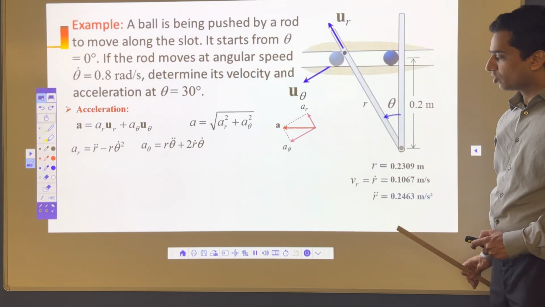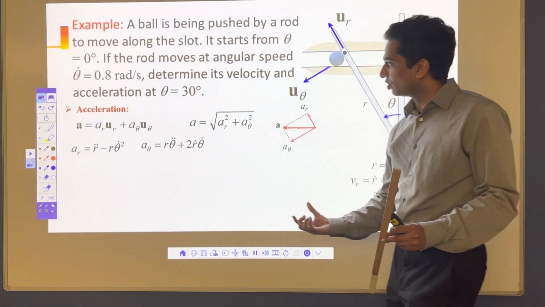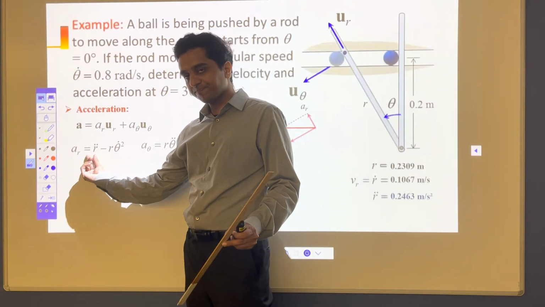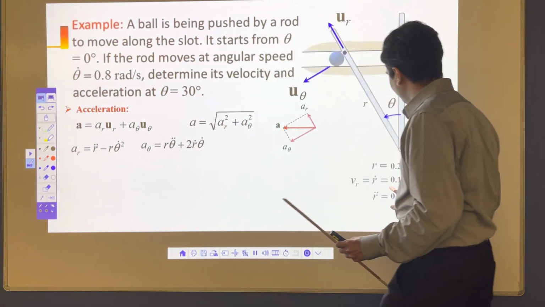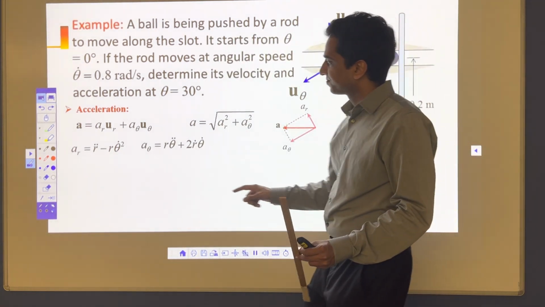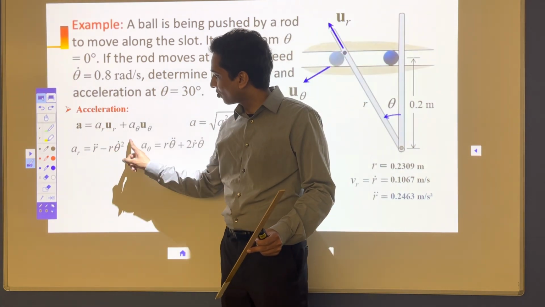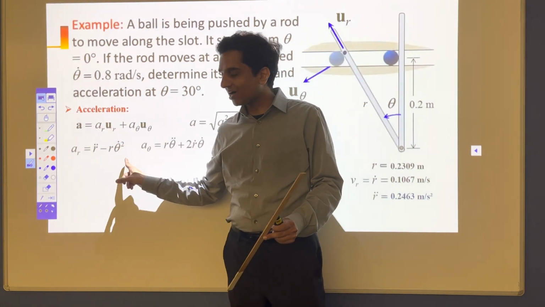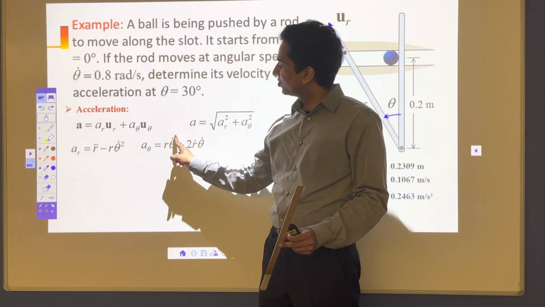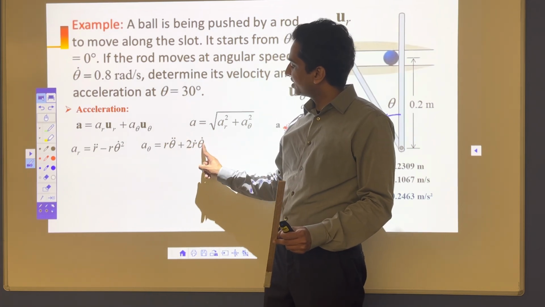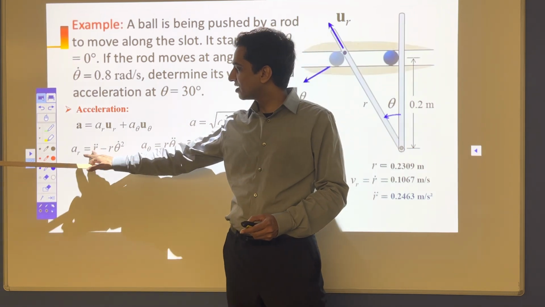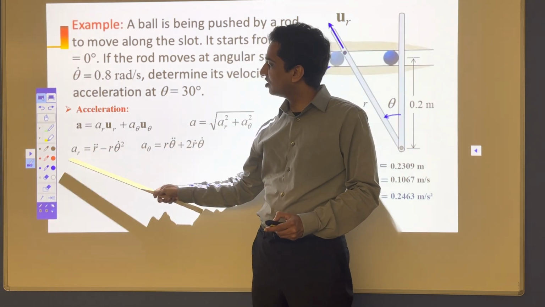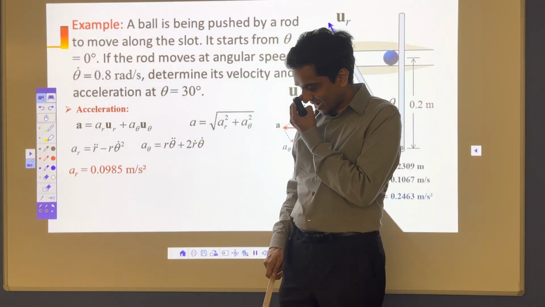Once you have r double dot, all you have to do is put it in here, minus r. You already have the value of r, which we last calculated as 0.23, times 0.8 squared, and you will get the value of A_r. And the same thing, this becomes 0, r dot we have, theta dot 0.8 we have, we can calculate A theta. So once you have r double dot, the rest is easy. You will get a value of A_r, and you will get a value of A theta.